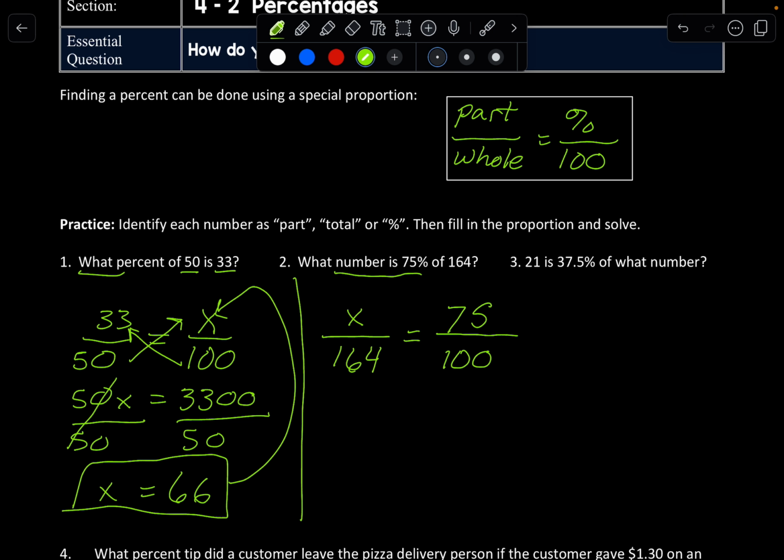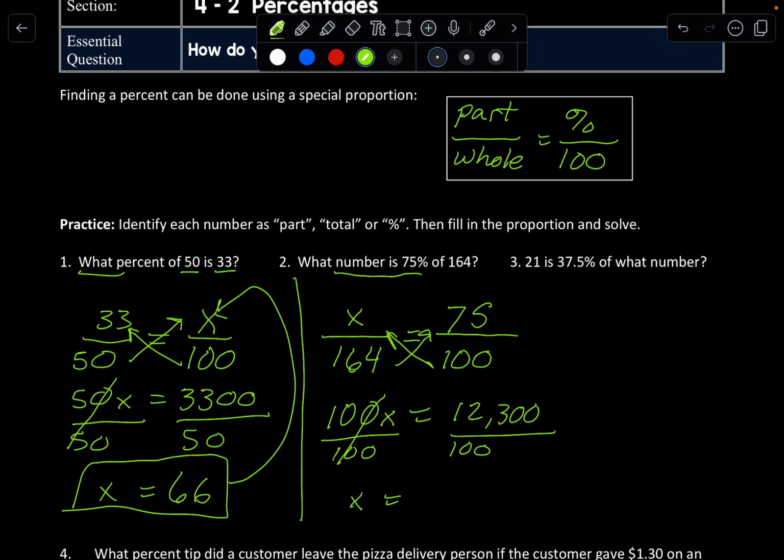All right. So now that we have this set up, we can go ahead and cross multiply again. 100 times x gives me 100x. Again, take your calculator. 164 times 75 will give you 12,300. Now we have a little one-step equation where we can solve for x. Divide by 100 there to get 1x, or just x.